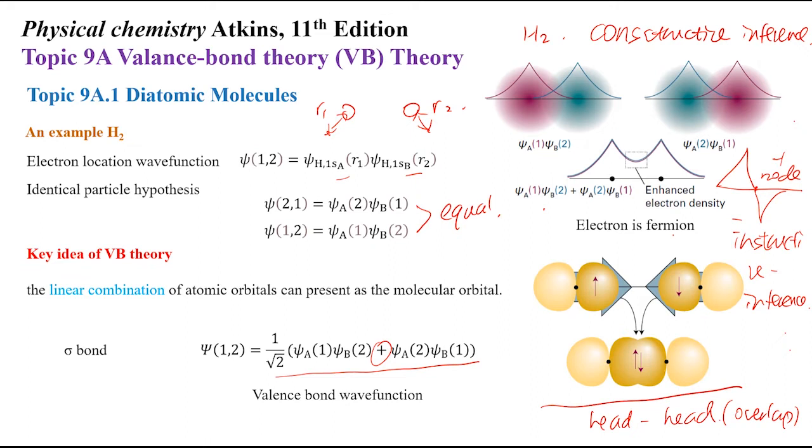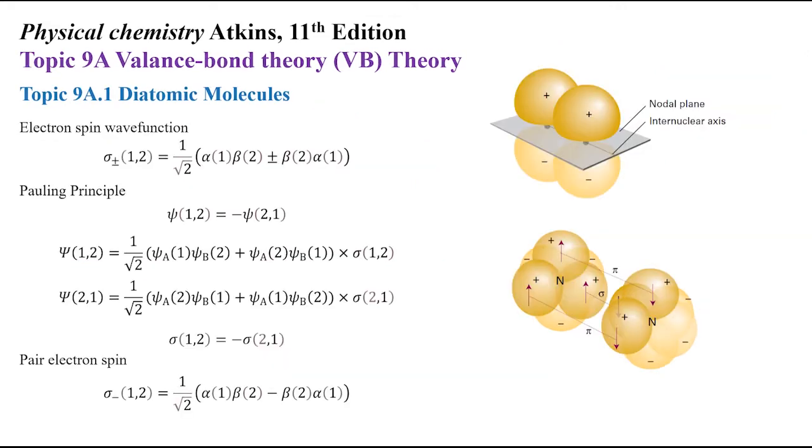And this is called the normalization constant, 这是归一化系数. We are not going to pay too much attention to this one because this is quantum mechanics. It's only for the convenience of calculation. You can understand it like that. So this is called the valence bond wave function.